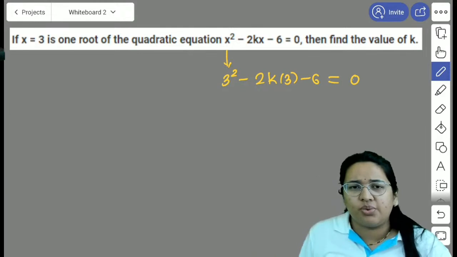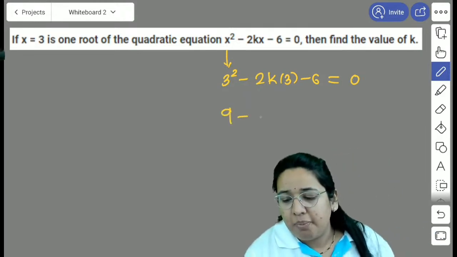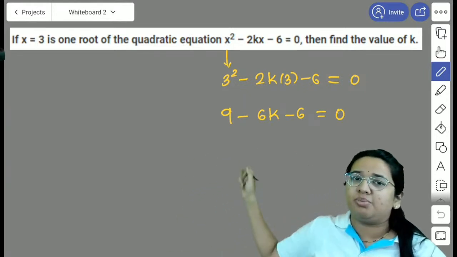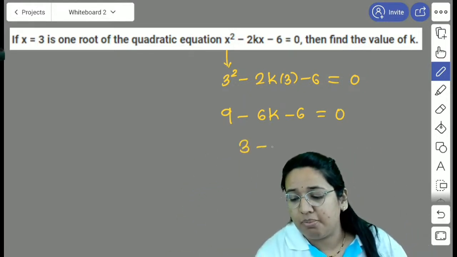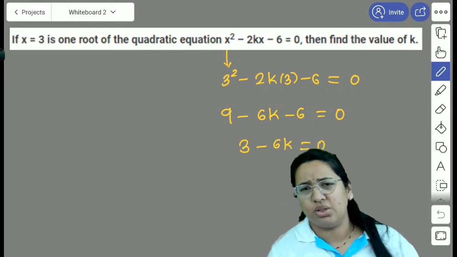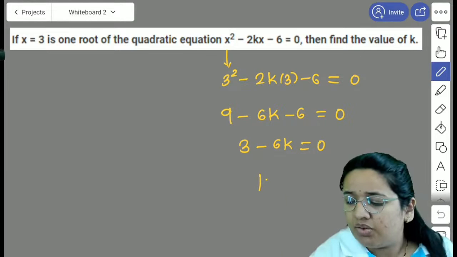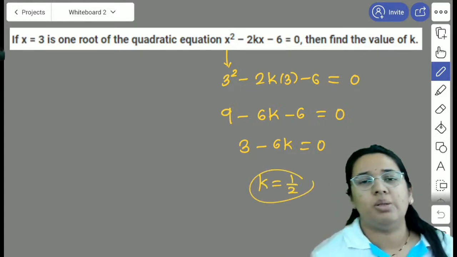It will satisfy the given equation. That is 9 minus 6k minus 6 equals 0. So 9 minus 6 will be 3. 3 minus 6k is equal to 0. So you can easily solve for the other case. Value of k will be 1/2.